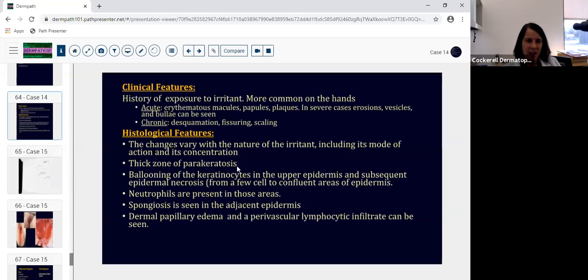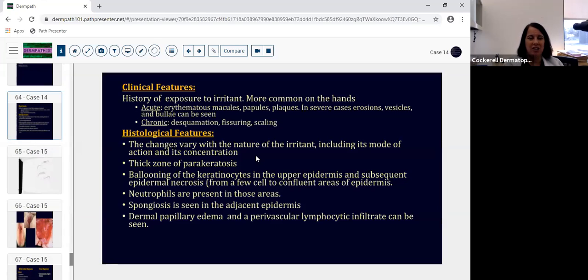Next slide. Clinical features is a history of exposure to an irritant, more common on the hands. There's erythematous macules, papules, plaques. In severe cases, erosions, vesicles, and bullae can be seen. Chronic cases, you can see desquamation or flat out confluent necrosis, as we saw there, fissuring and scaling.